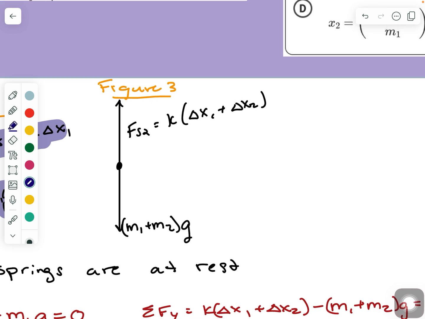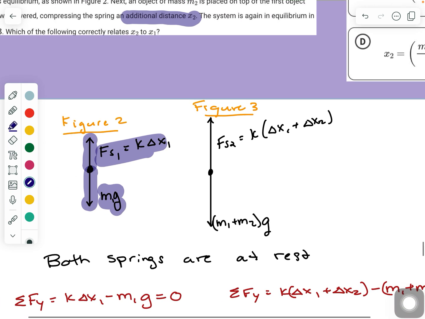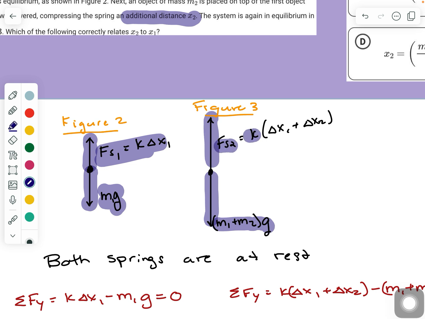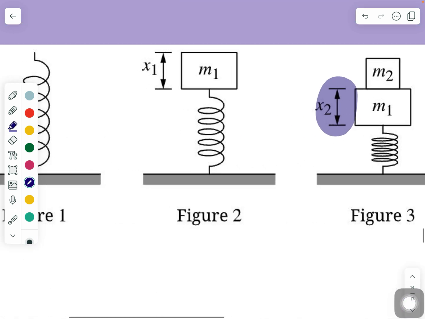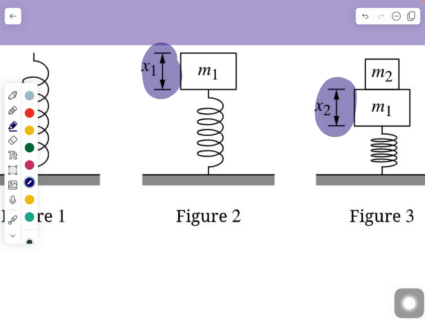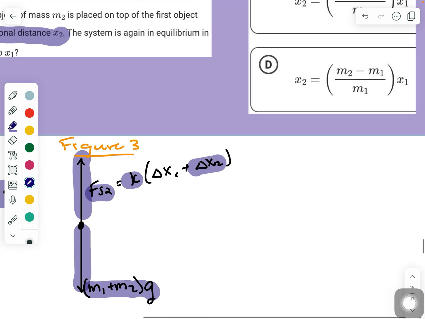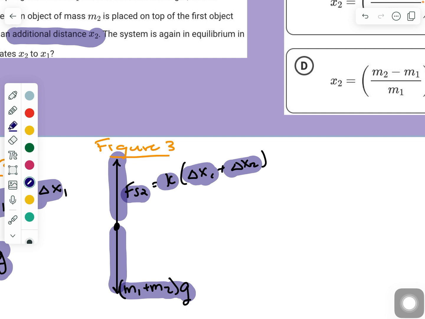Cool. Moving over here to figure 3. We have added mass, so instead of M1g, it's (M1 plus M2)g going down. So I did make this longer to try to show that. It's not exactly double, but we don't have a grid here, so it doesn't have to be perfect. The thing that students miss here is that going up, they will just end up putting Fs2 is equal to K times delta X2, because it's the only thing that's shown in the picture, right? But they're sneaky, because M1 pushed it down delta x1. This is another delta x. So we have delta x1 and delta x2.